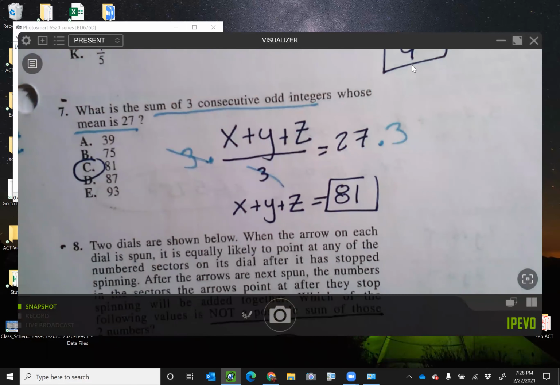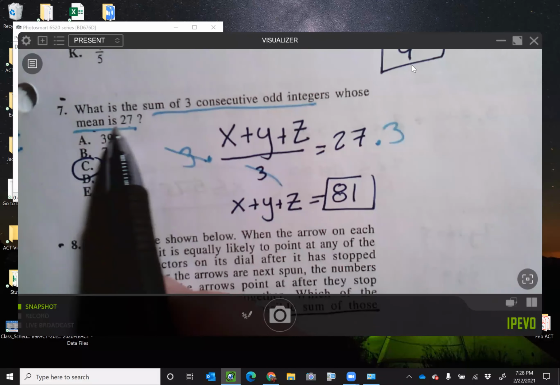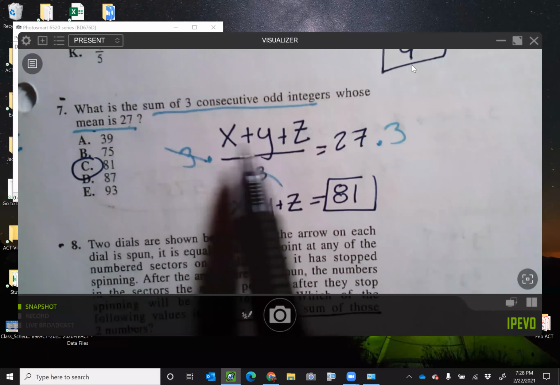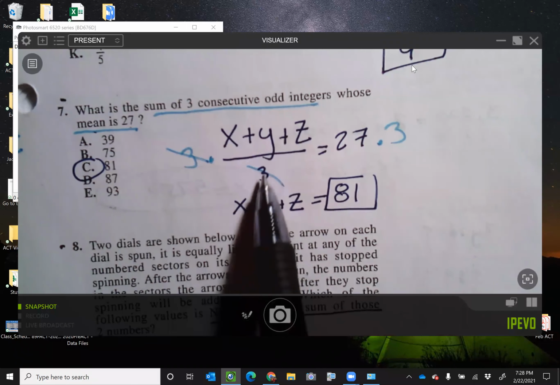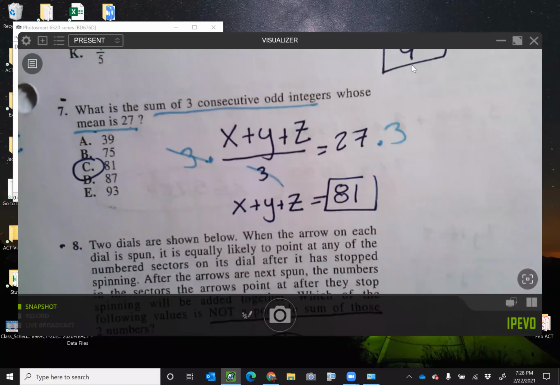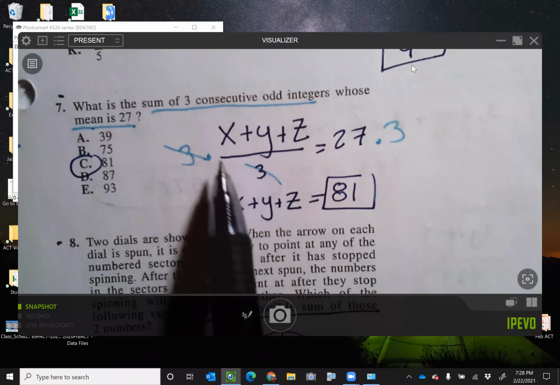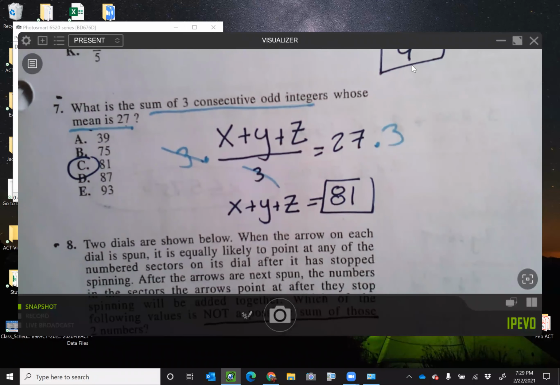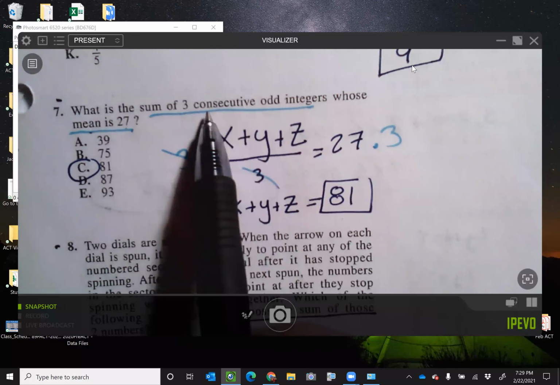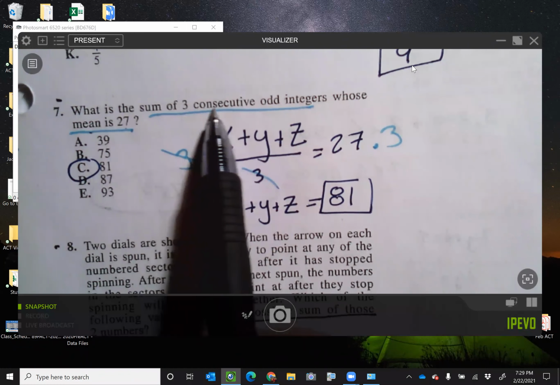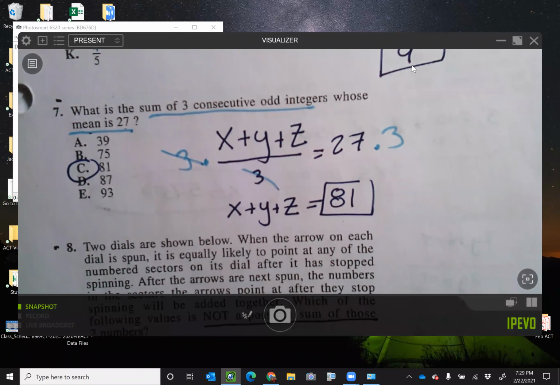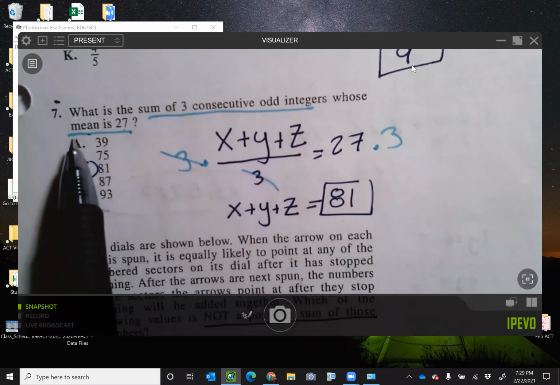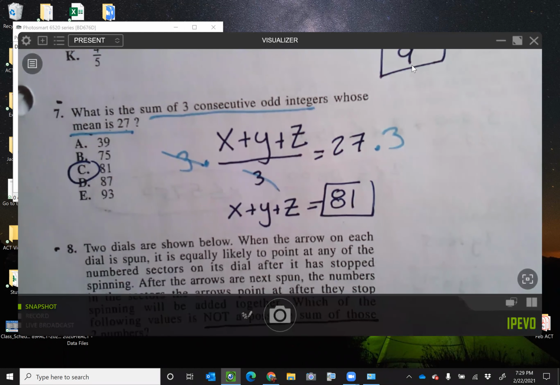All they're saying is that the mean is 27. So the way to find the mean is you add up the numbers, add up all 3 and divide by 3. Well, if I multiply both sides by 3, these 3's will cancel. And now we've got the sum, X plus Y plus Z. 27 times 3, 81. Again, it's a little discerning that it says consecutive odd integers, because sometimes that throws your head into a different frame of mind a bit. But in this one, since it says the mean is 27, think, oh, how do I find the mean? Add them up and divide by how many there are.